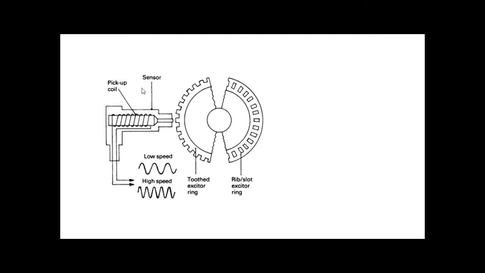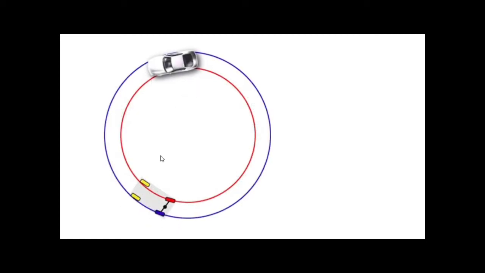Once you've described the construction and operation of the sensor, you can then go on to say that the data that it produces in the form of a sine wave is fed into the ECU, and the ECU then processes that information and monitors the speed of your two wheels on the same axle. You could point out in your written assignment that the speed of the two wheels on the same axle will vary, as shown in this diagram.